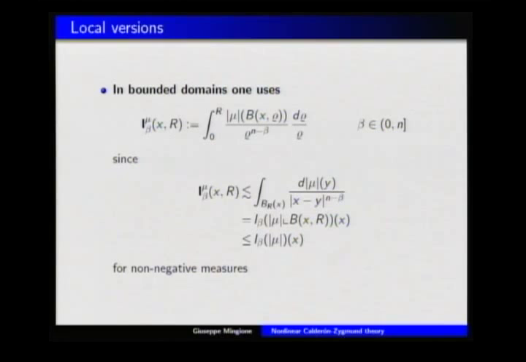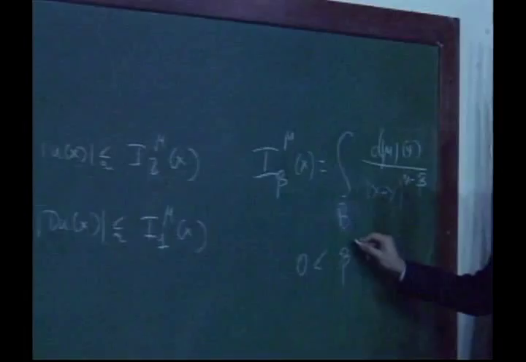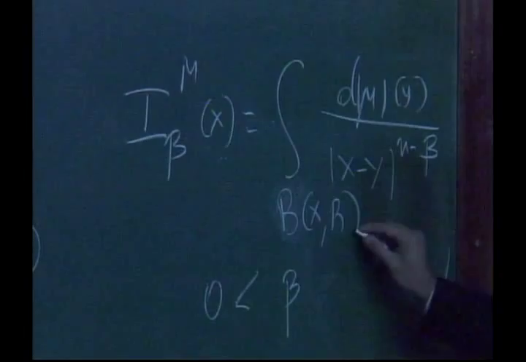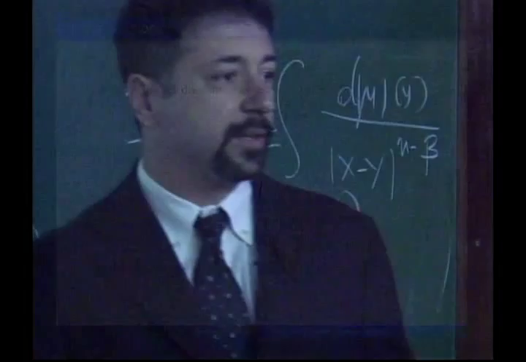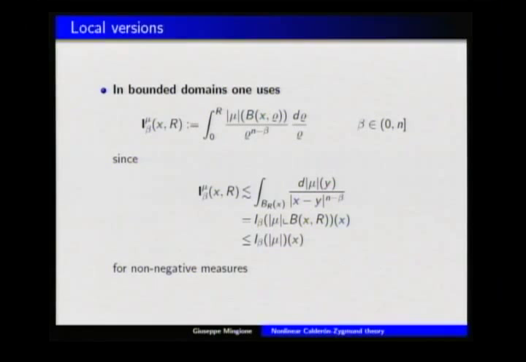Instead of integrating over the whole R^n, you just integrate on the ball of radius r and center x. And this is, of course, the truncated Riesz operator. So it's just another way of writing down the Riesz potential. And from now on, for us, the Riesz potentials are precisely these objects. You do not lose any generality in considering these objects. You even decrease the right-hand side.